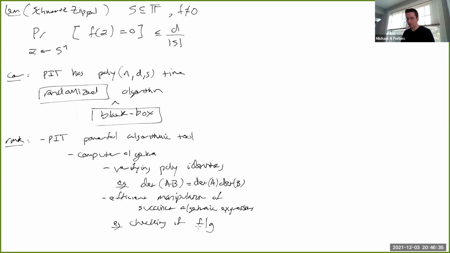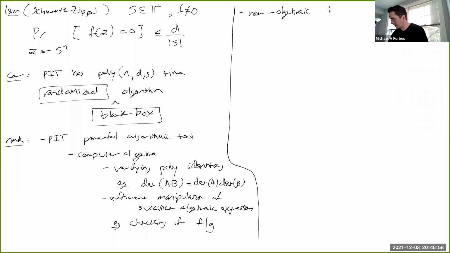And so there's some idea that most things that you're interested in terms of taking an algebraic circuit and asking some property of it can be reduced to PIT in some form. Okay, so computer algebra is kind of an obvious application because it's very much in the sense of PIT. But there are also non-algebraic problems that can reduce to PIT, kind of non-trivially.